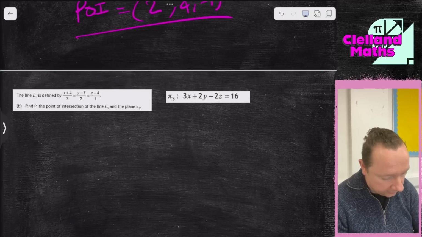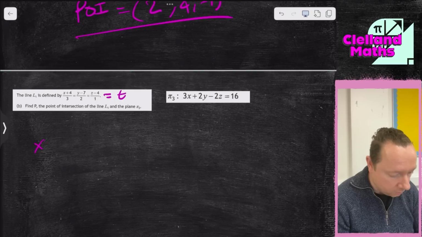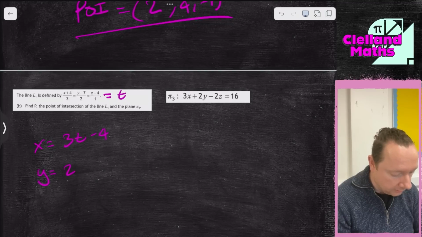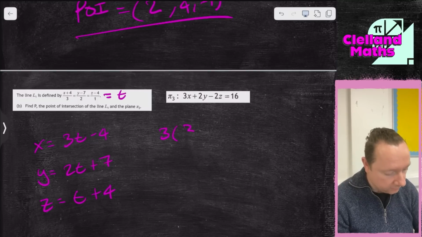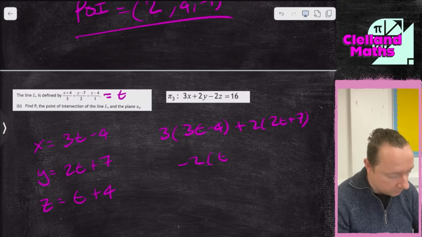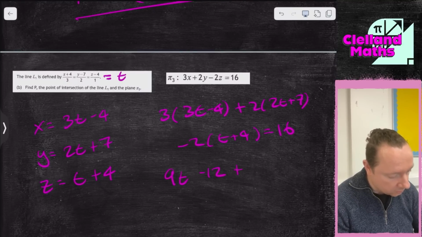So for our line, we can just say that equals some parameter, let's say t, and then x equals 3t, the denominator, take away 4, y equals 2t, minus 7 becomes plus 7, and z equals t, minus 4 becomes plus 4, and we can just sub that into our plane. So we've got 3t minus 4, plus 2t plus 7, minus 2t plus 4 equals 16. 9t minus 12 plus 4t plus 14 minus 2t minus 8 equals 16.